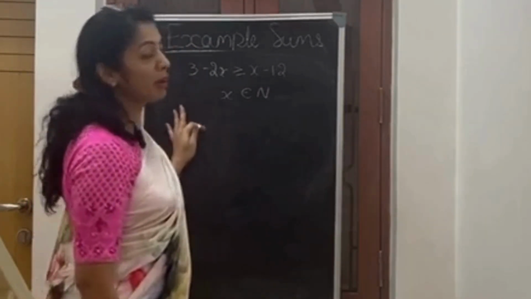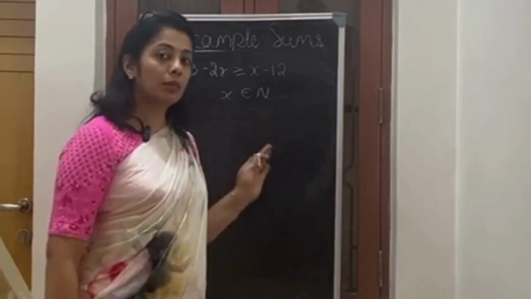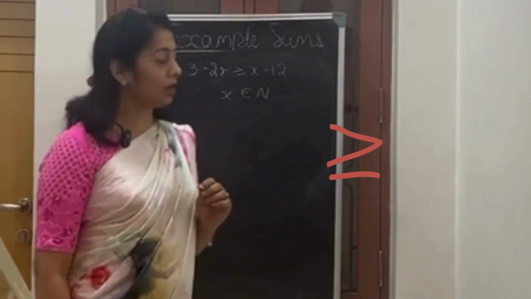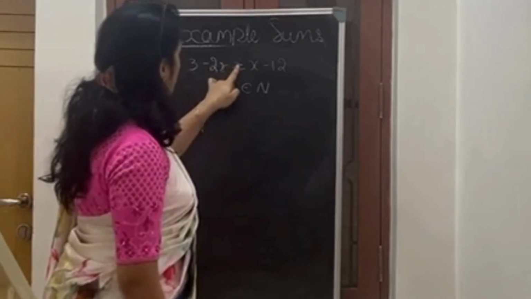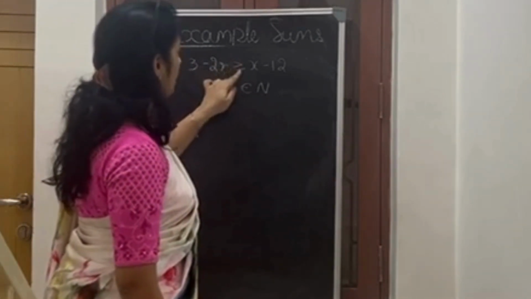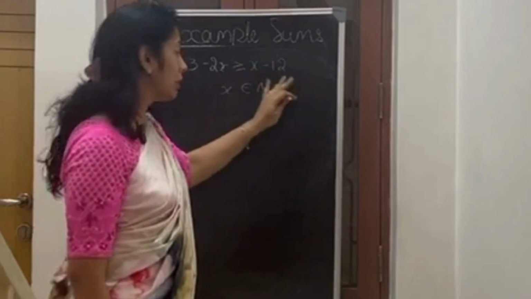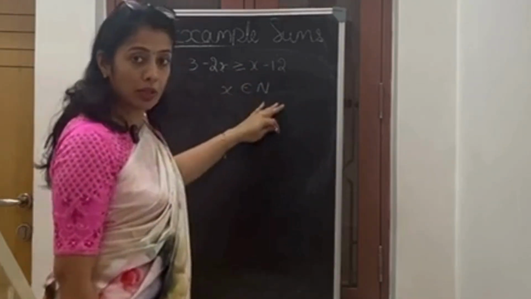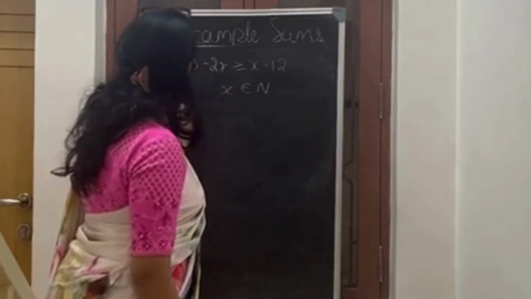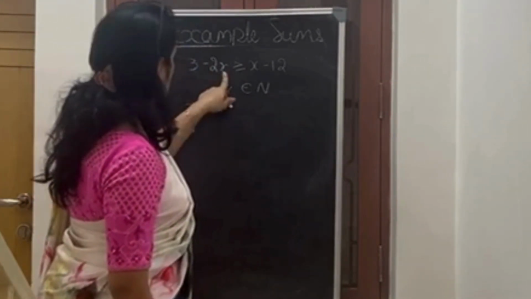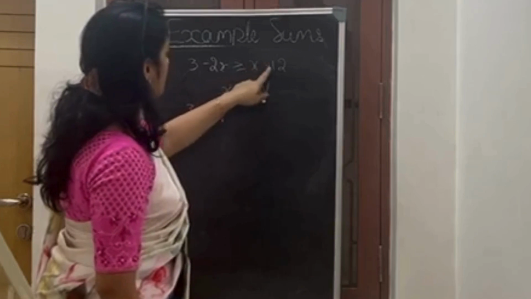Okay, this is my first sum. This is about linear inequation. This question says 3 minus 2x is greater than or equal to x minus 12, where x belongs to natural numbers. How will we do this? Very easy. So 3 minus 2x is greater than or equal to x minus 12.